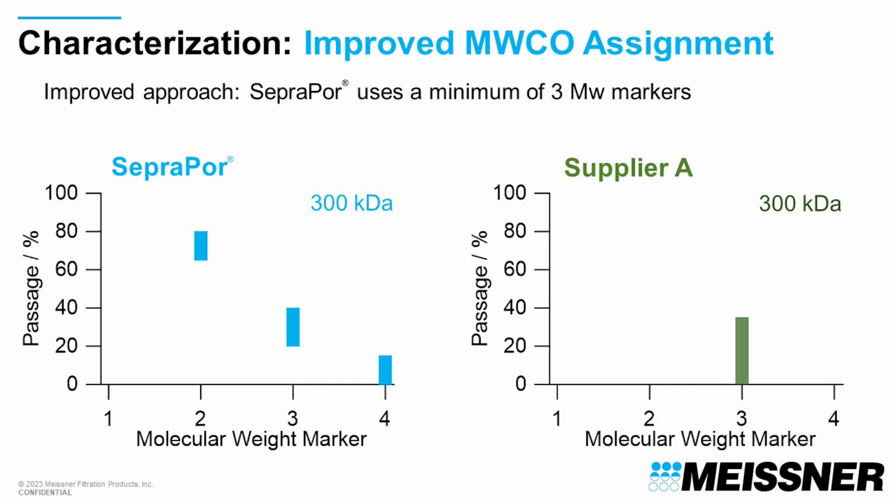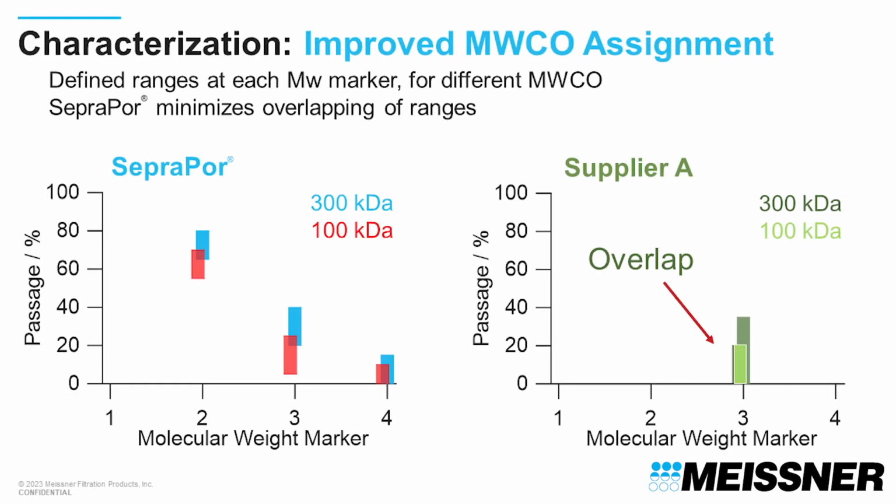For a 300 kilodalton membrane, shown here, Sepropore has a distinct passage range for each marker, while supplier A only has a single broad range. The advantage of using 3 molecular weight markers becomes apparent when comparing additional porosities. For different molecular weight cutoffs, say a 100 kilodalton membrane, the passage ranges at different molecular weight markers are lower and specifically have minimized overlap, shown in red on the left graph for Sepropore. Supplier A, however, has a 100 kilodalton range determined using the same molecular weight marker as a 300 kilodalton membrane, and there is a significant overlap of the passage range.